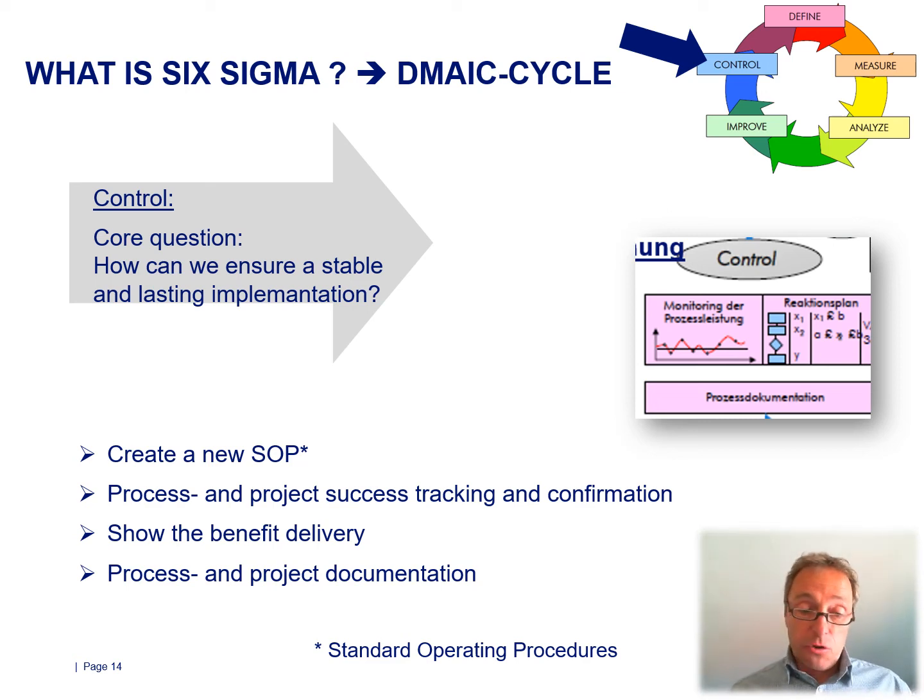So what do we have to do? We have to create maybe a new SOP. We have to make a process and project success tracking and confirmation. We have to show the benefit delivery, what we promised. And of course, we have to make a process and project documentation. This is what belongs to the last control phase.